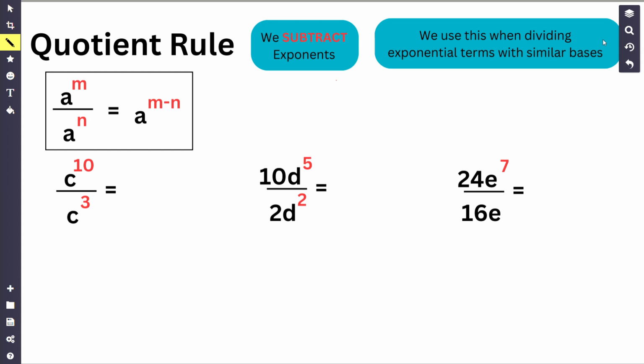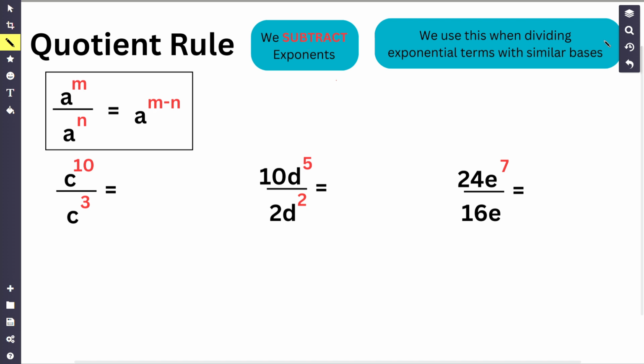Let's proceed with the next rule on simplifying exponential terms, okay? So the next rule is what we call the quotient rule. Let's say, for example, we have a raised to m divided by a raised to n. That's only going to be equal to a raised to m minus n. So in other words, in the quotient rule, we just subtract the exponents.